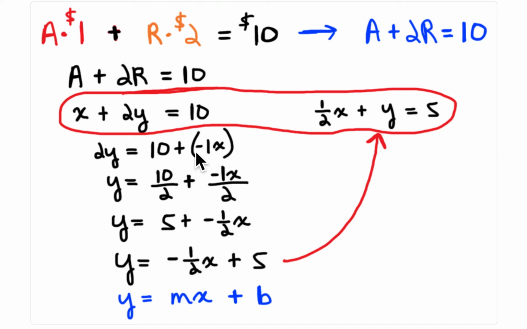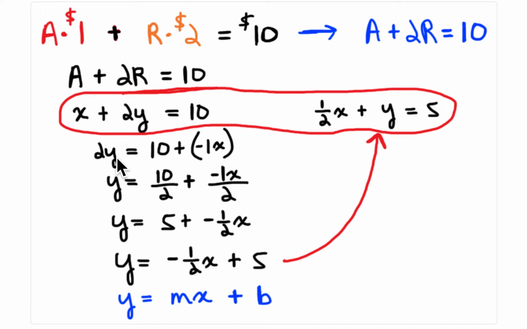So instead of 10 minus x, we use the inverse operation of addition and the additive inverse of a negative 1. So I'm going to add a negative x, which is negative 1 times x. Sorry, I messed that up a little bit. But you can rewrite 10 minus x as 10 plus a negative x, or negative 1 times x. All right, so now you can just divide through.